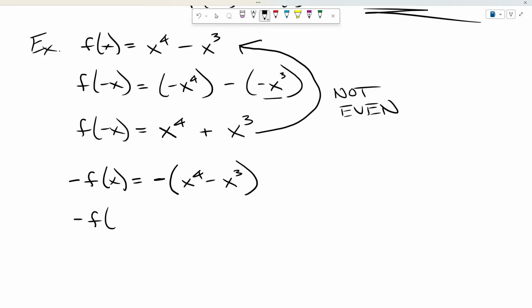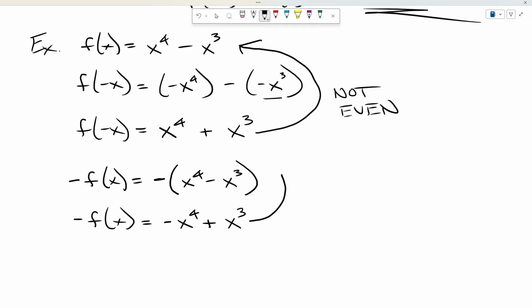So negative f of x is equal to, so we distribute the negative, we end up with negative x to the fourth, and we have a double negative, so that'll be plus x to the third. So negative x fourth plus x to the third.